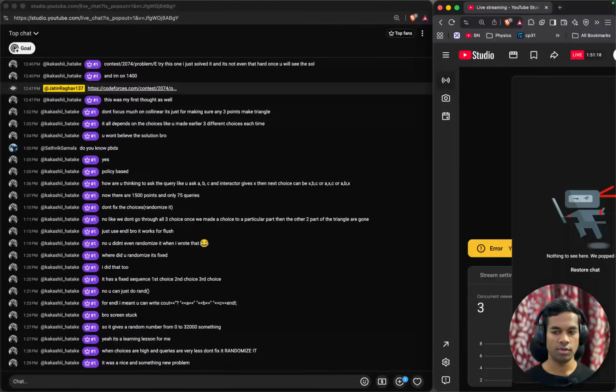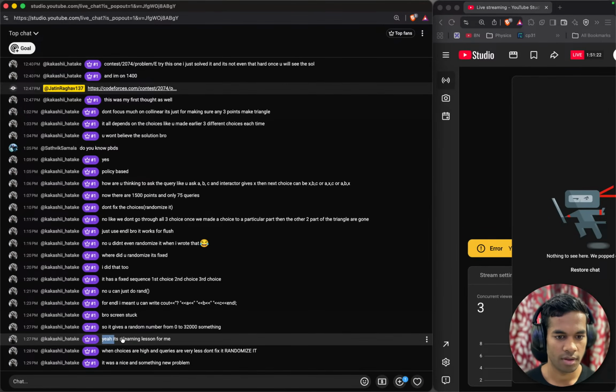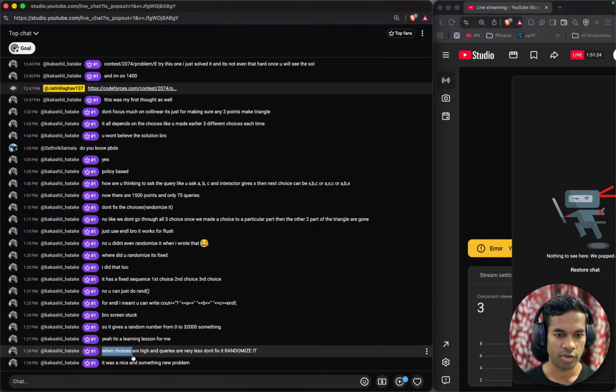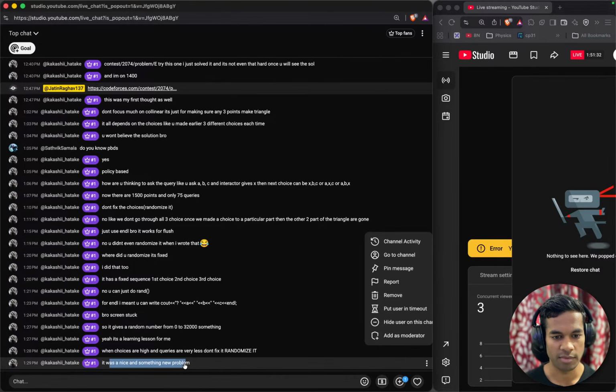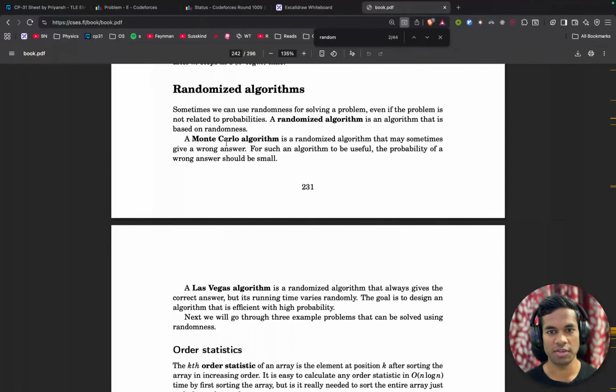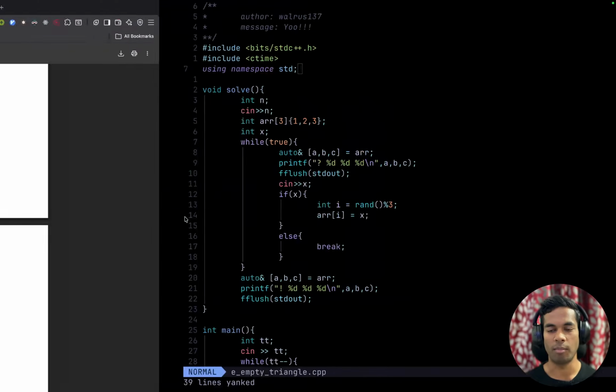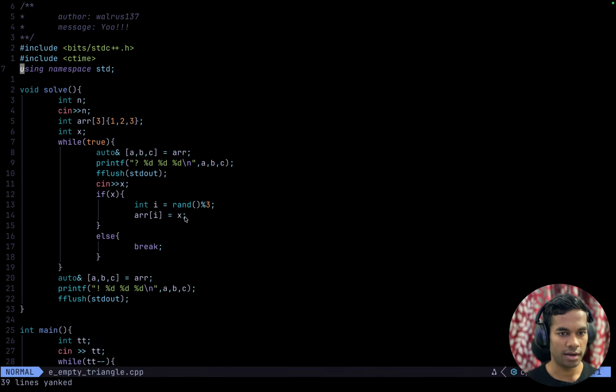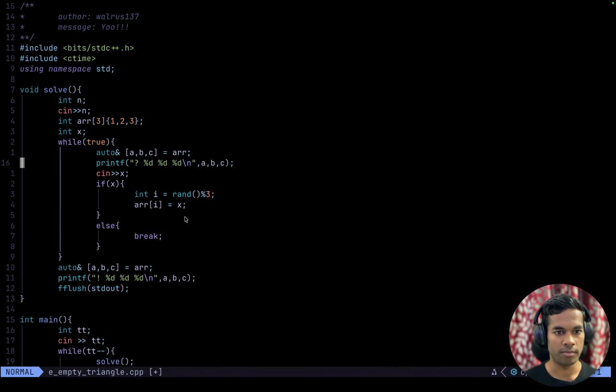This was a cool problem. When choices are high and queries are very few, don't fix it. Randomize it. Yes, it was nice. Something new. This follows a totally different model. And let's do the experiment.